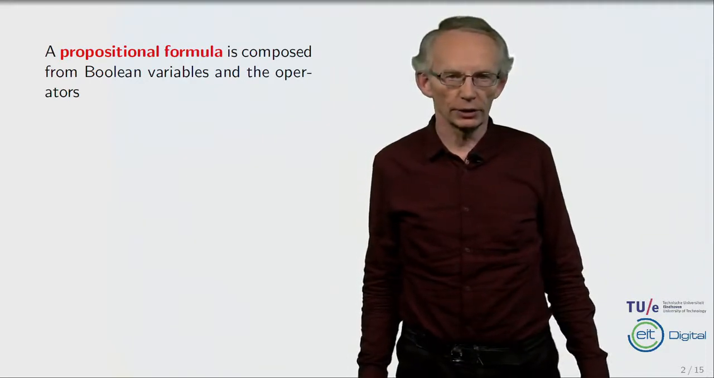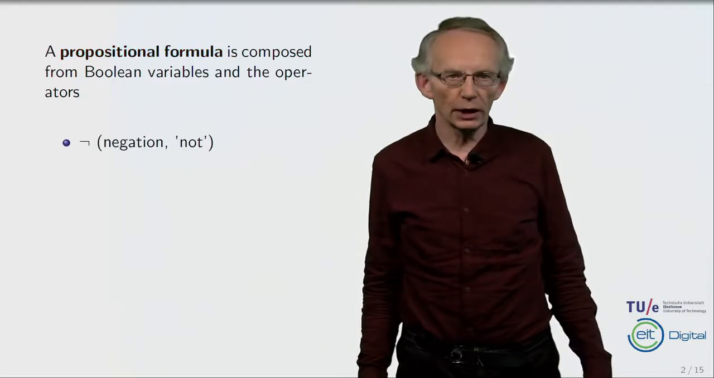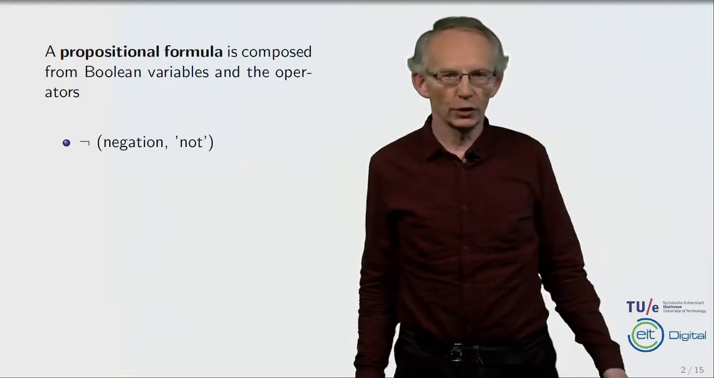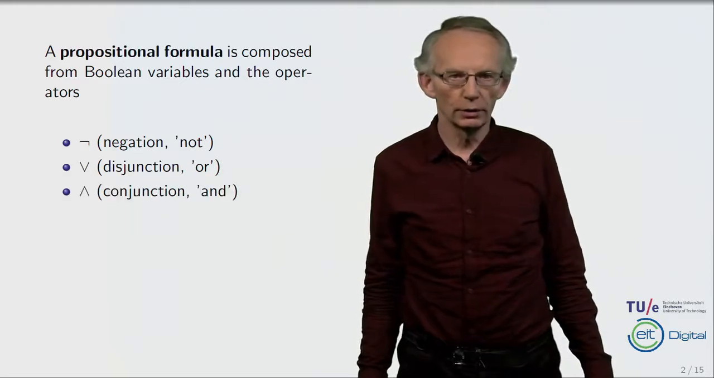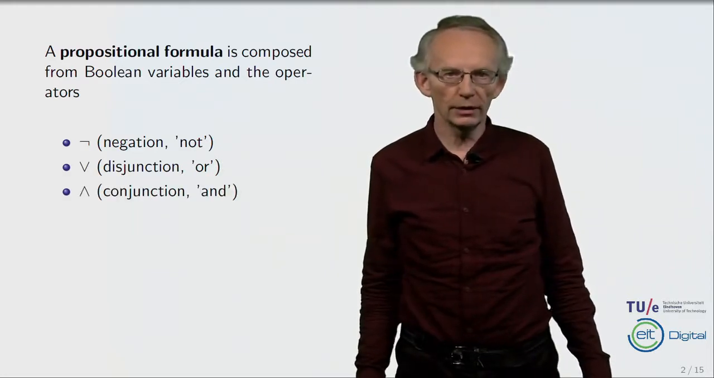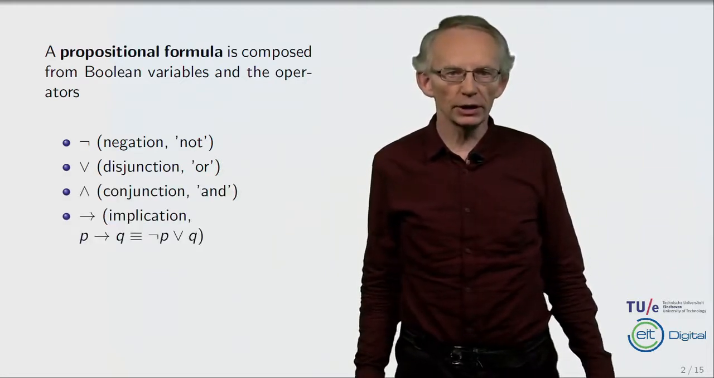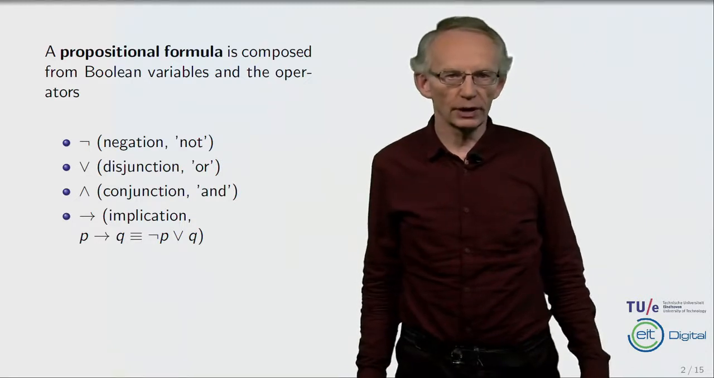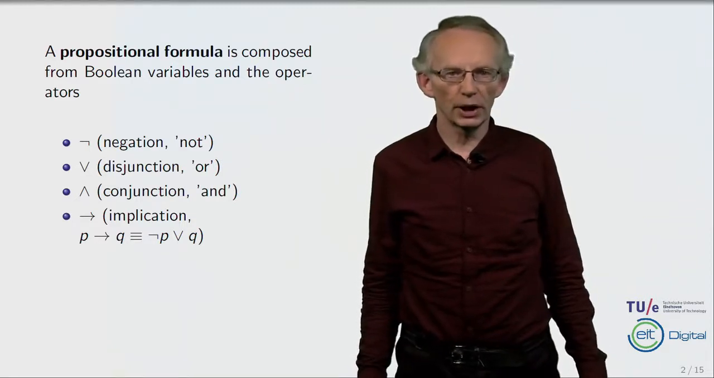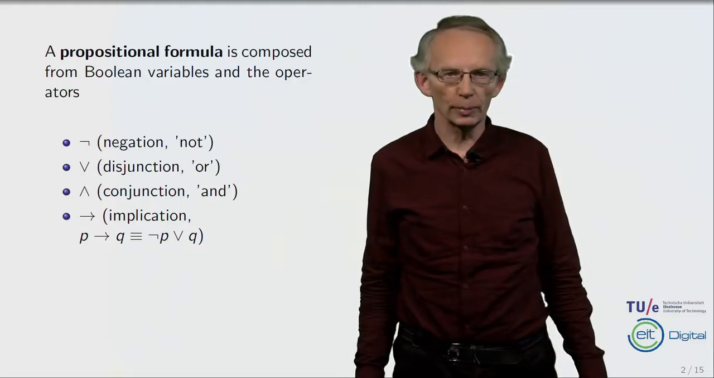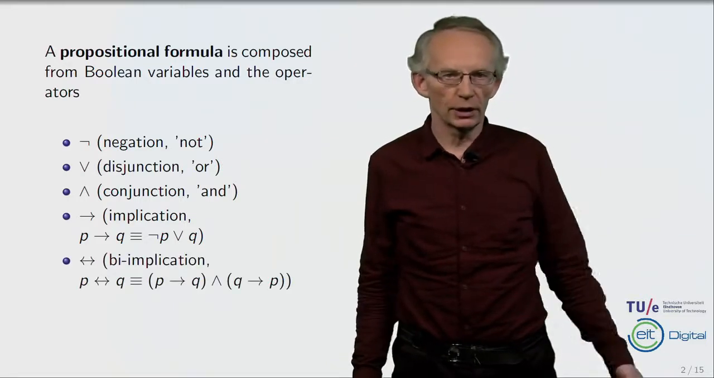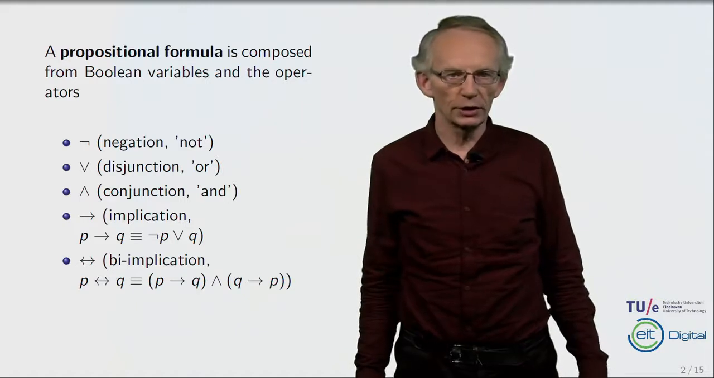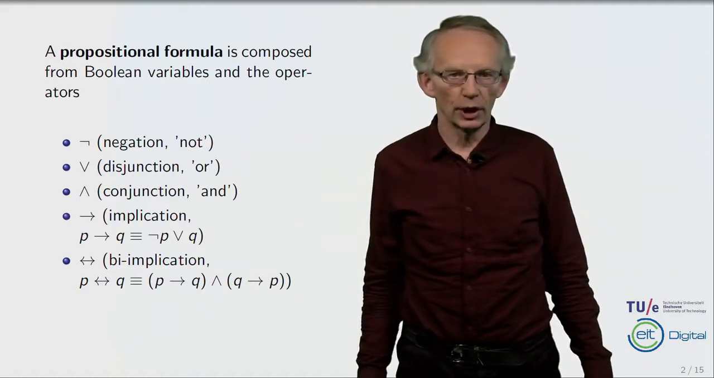number of operations. These operators are the negation, the not, the disjunction, the or, the conjunction, the and, the implication, written as an arrow, and P implies Q is equivalent to not P or Q, and the bi-implication, which, as the name already suggests, is just a combination of two implications.